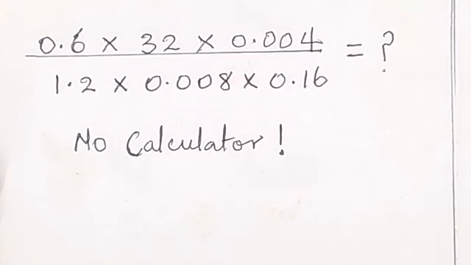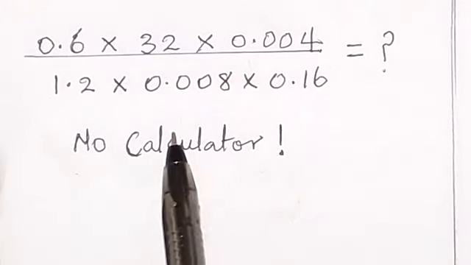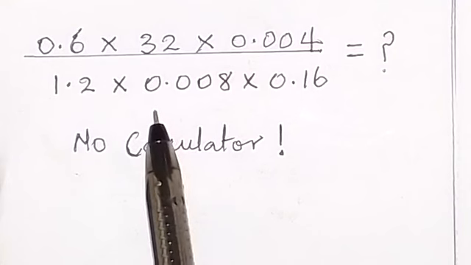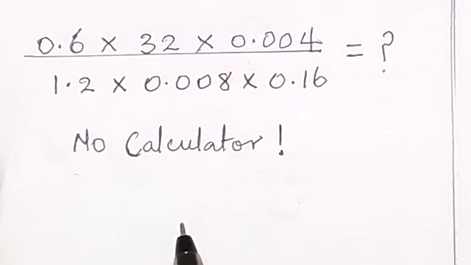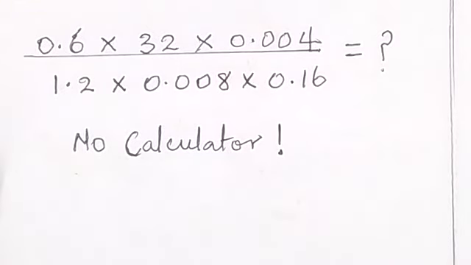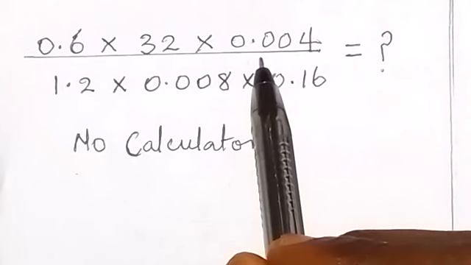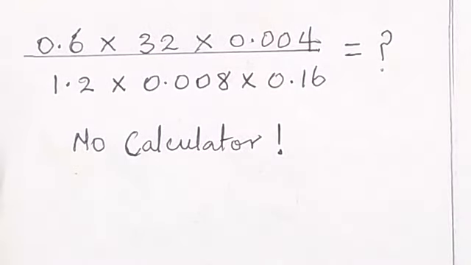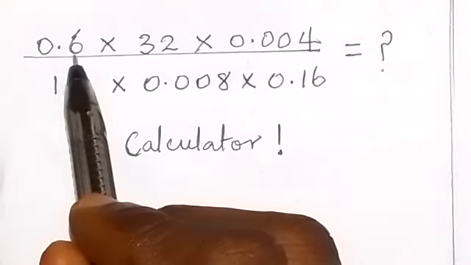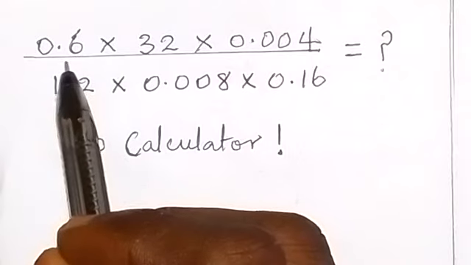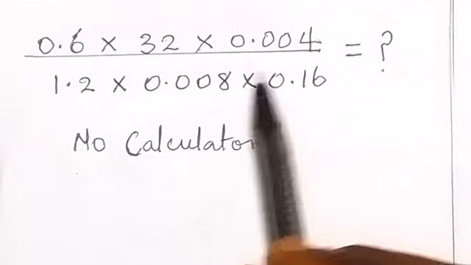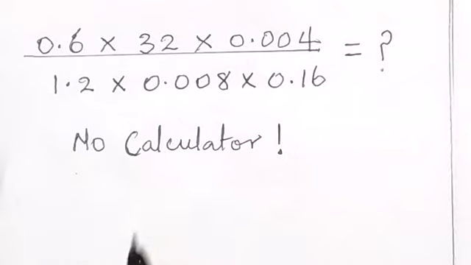We want to solve this particular problem. We want to simplify this expression without the use of a calculator. And when we do that, we write all the decimal numbers here without decimals. You know that these decimal numbers are less than 1, so we try to increase them.